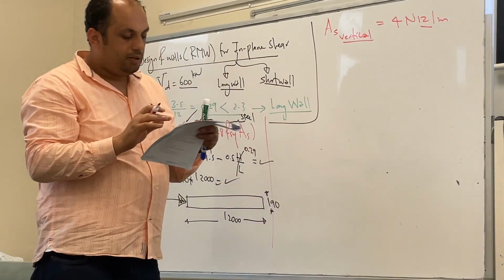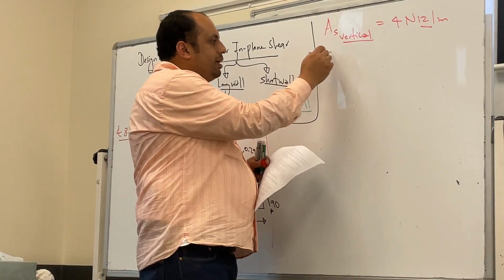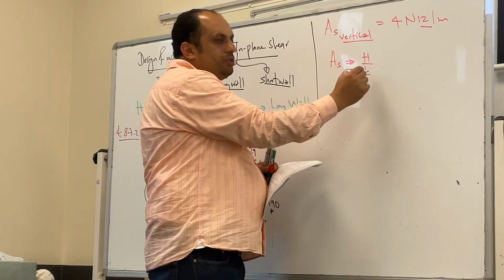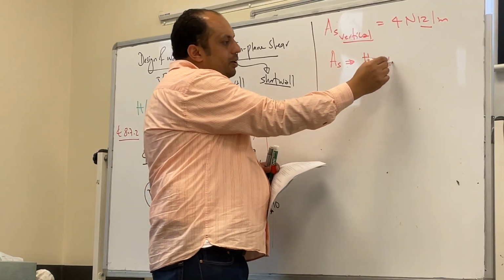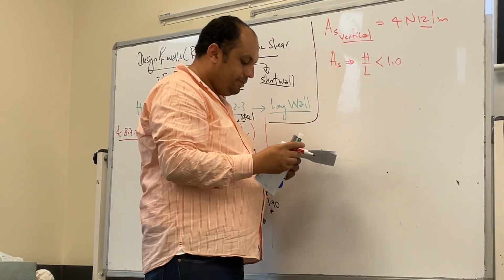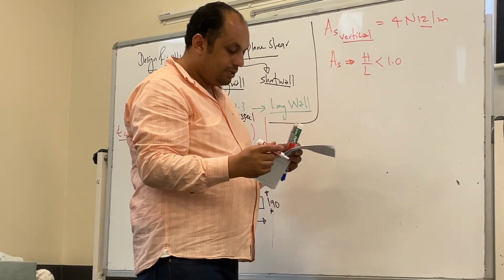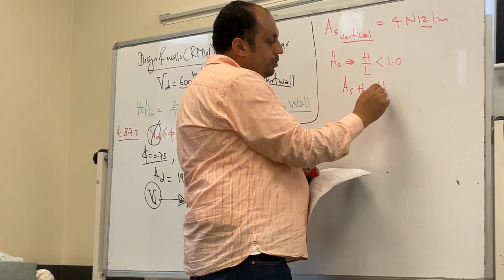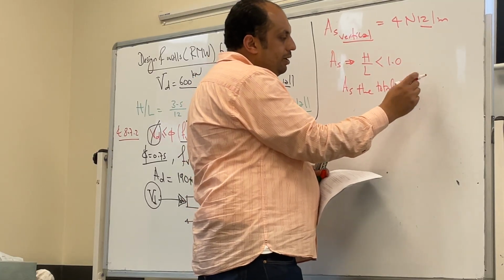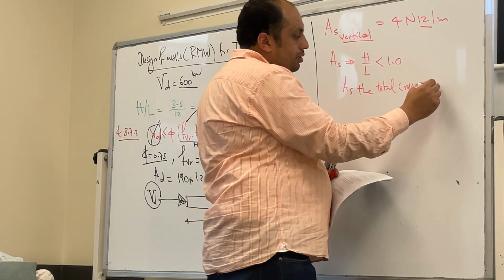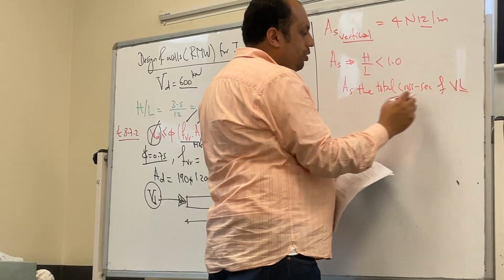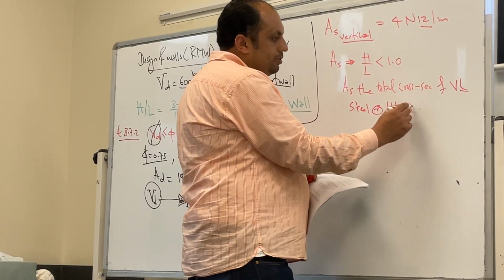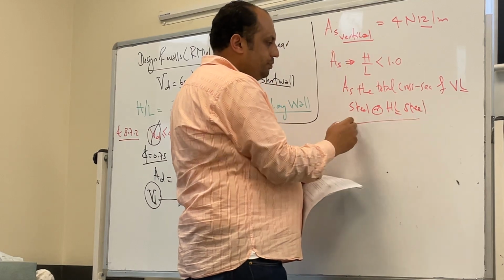If you look here, they mention two cases for AS: FH over L more than 1 or less than 1. It is less than 1, right? Yeah. If it is less than 1, the area is the total cross section area of the steel, of vertical steel or horizontal steel. Do we have horizontal steel yet? No, not yet.